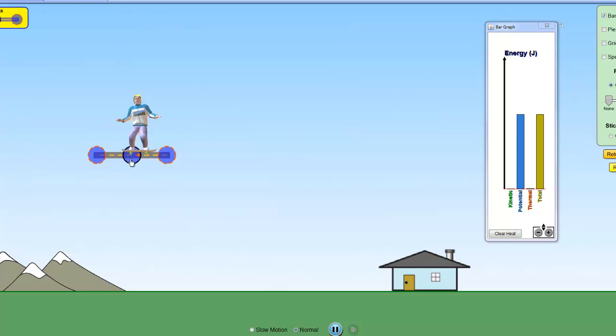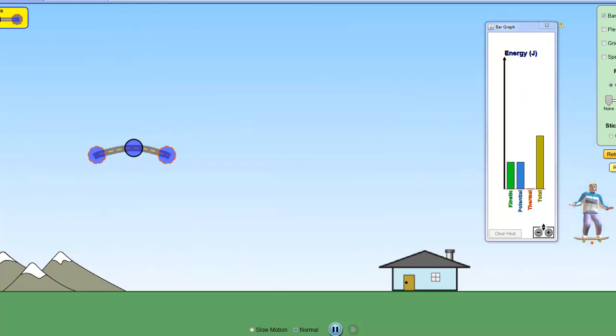I can see that. And if I were to lift this whole thing up, whoa, if I lift it up higher, whoa, he gets even more potential energy. Okay, so I'm going to reset this.